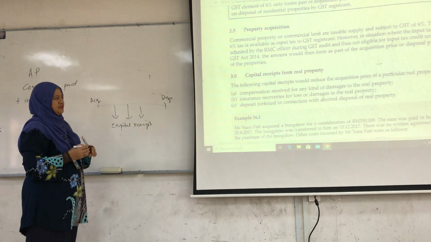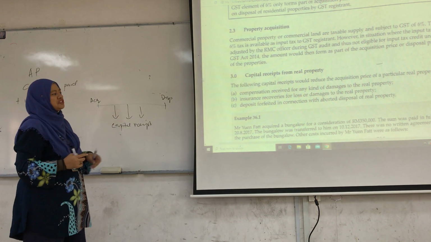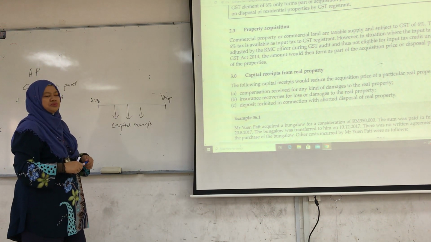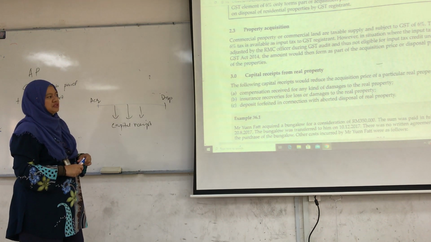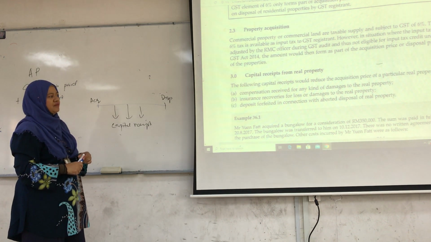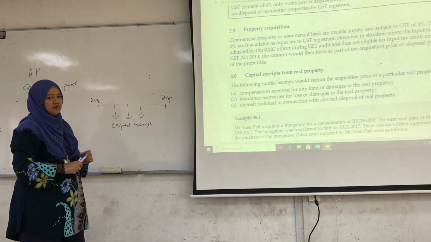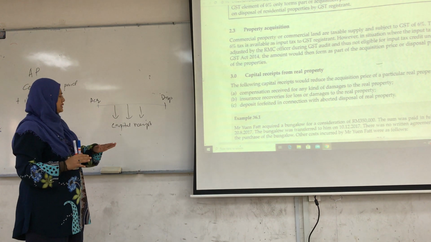Right? What is capital receipt? For example, compensation received for any kind of damages to the real property, insurance recovery for loss or damages to the real property, or deposit forfeited in connection with aborted disposal of real property. So the example here is this capital receipt.